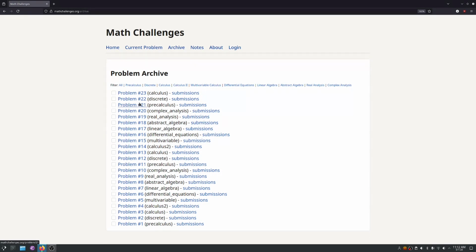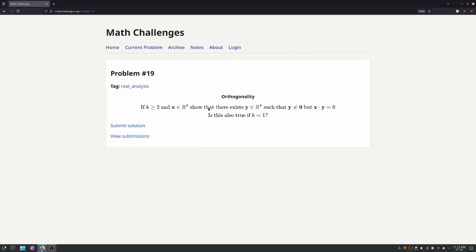So yeah, I was going to do these 5 problems, starting with this real analysis one. Here goes. We'll just go in order, even though the pre-calc and the discrete problems are going to be a lot easier than this.